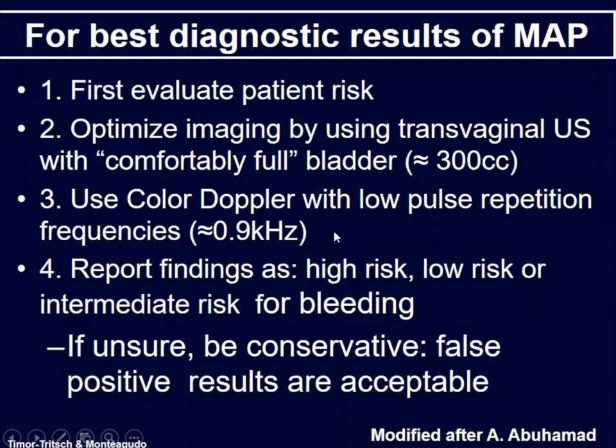So for the best diagnostic result, evaluate the patient's risk, optimize imaging by using transvaginal ultrasound with a comfortably full bladder, use color Doppler with low pulse repetition frequencies, and report the findings as high risk, low risk, or intermediate risk for bleeding. If you are unsure, be conservative. False positive results are acceptable.